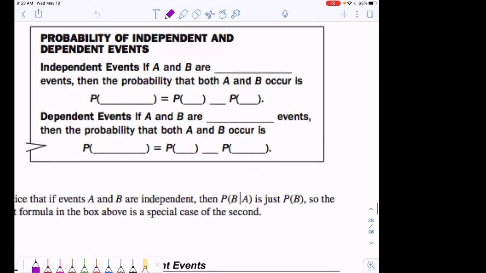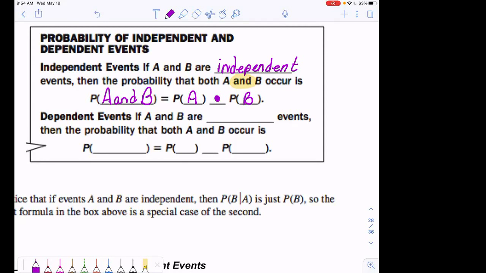So if A and B are independent, then the probability that both A and B can occur, so this is two things happening, one thing and the other, can be found by taking the probability of A and the probability of B. You're going to take the probability of A and multiply it with the probability of B. So and means to multiply your two events together, which is kind of like the multiplication counting principle that we did.